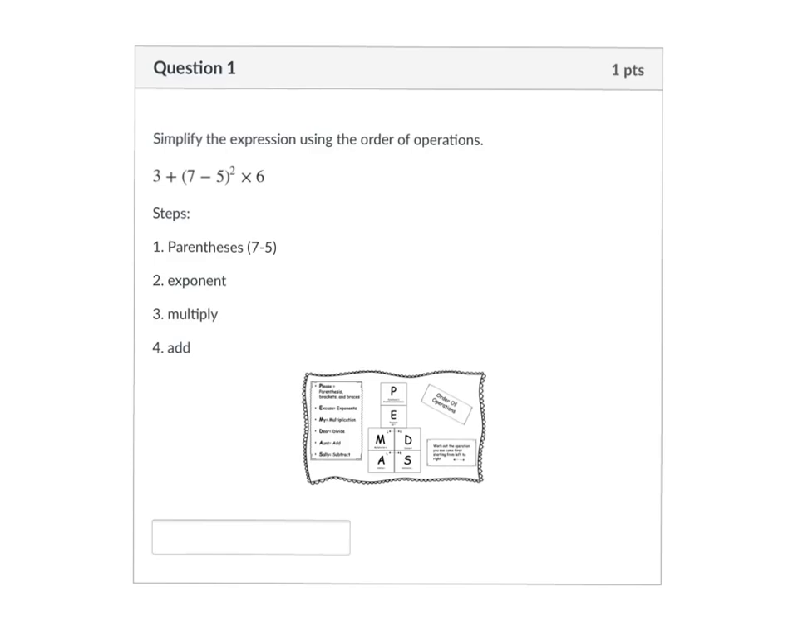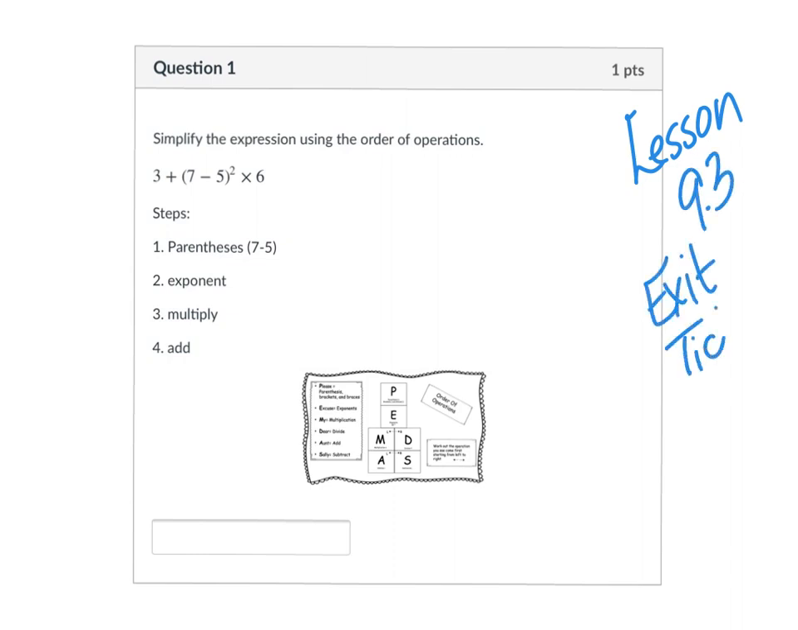This video is going to walk through lesson 9.3 exit ticket. The first problem is 3 plus the quantity of 7 minus 5 to the second power times 6.